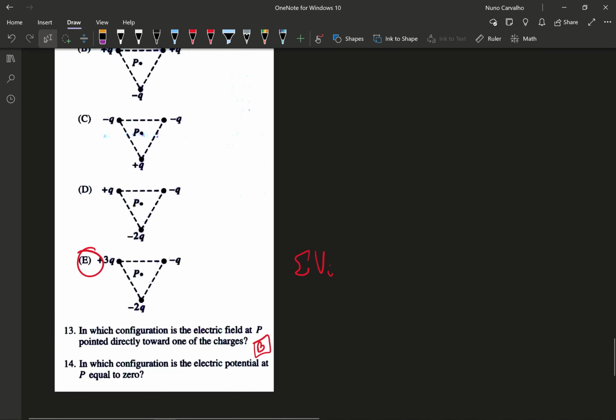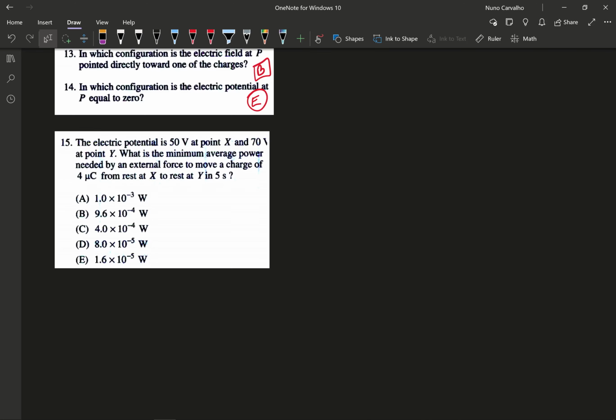But yeah, it's E. Number 15, we're told that the electric potential is 50 volts at point X and 70 volts at point Y, and we're asked what is the minimum average power needed by an external force to move a charge of 4 microcoulombs from rest at X to rest at Y in 5 seconds.